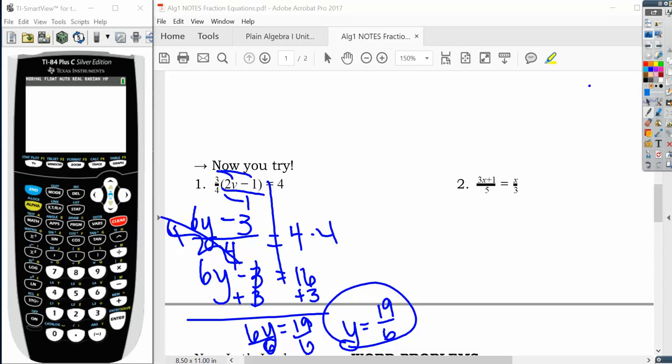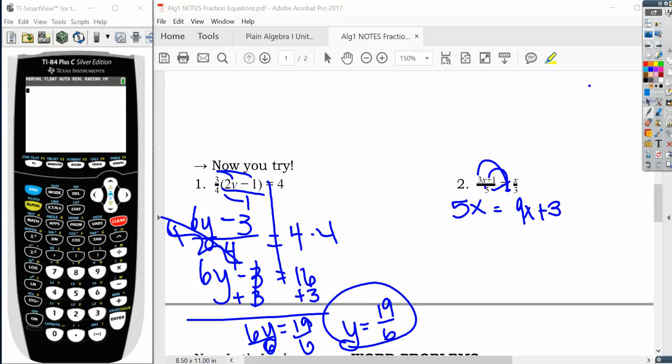If I look at number 2, I have to cross multiply because it's fraction equals fraction. So I do the easy diagonal first if one looks more complicated. So 5 times x is 5x. And then I have to take 3 times 3x and 3 times 1. So 3 times 3x is 9x. And 3 times 1 is 3.